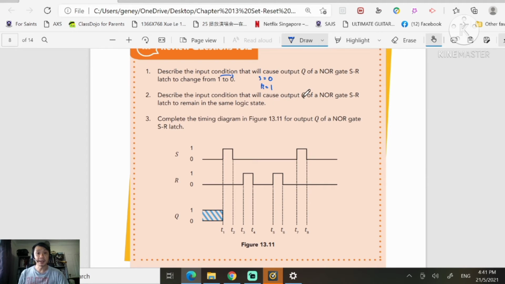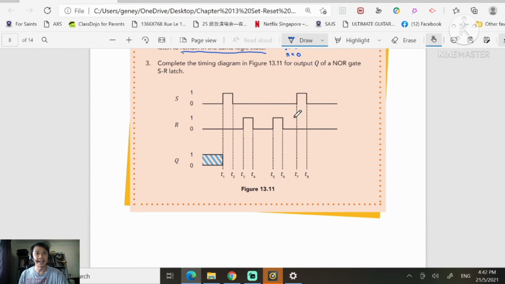Next, what are the input conditions that will cause Q to remain in the same logic state? In order for the state to stay as the previous state, by now you should know that the set must be 0, the reset must also be 0. So these are the two input states.